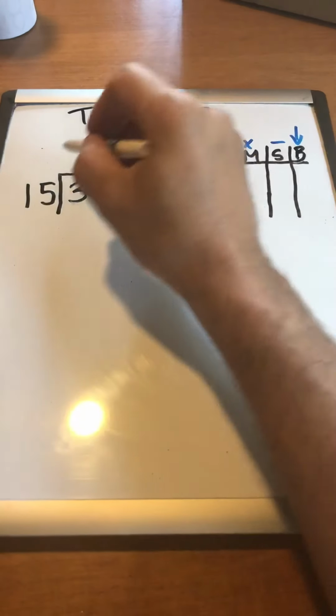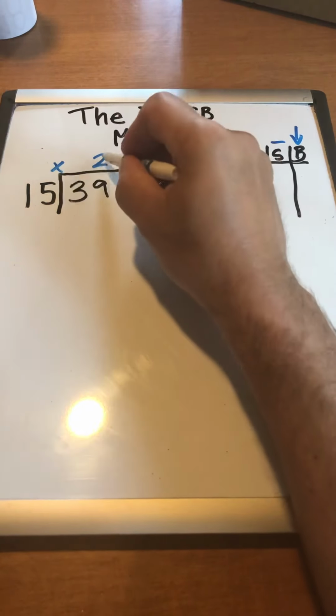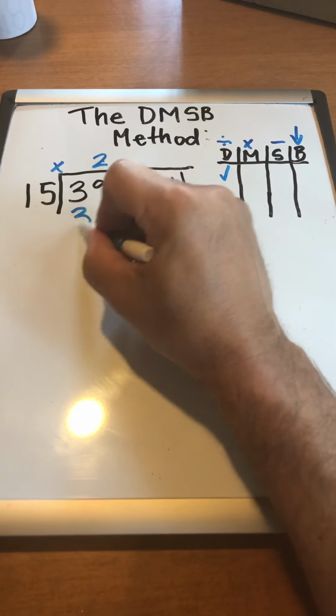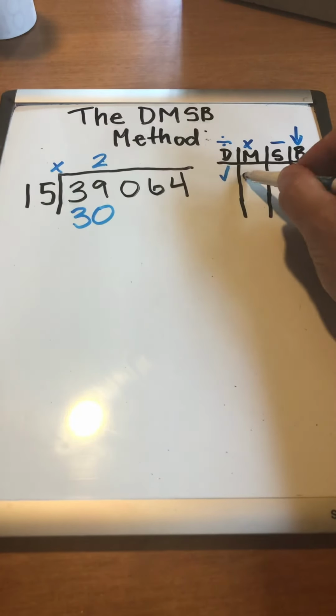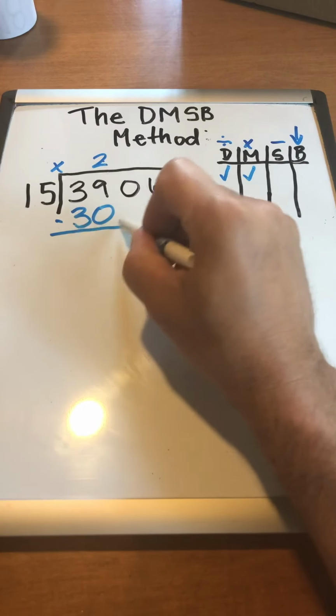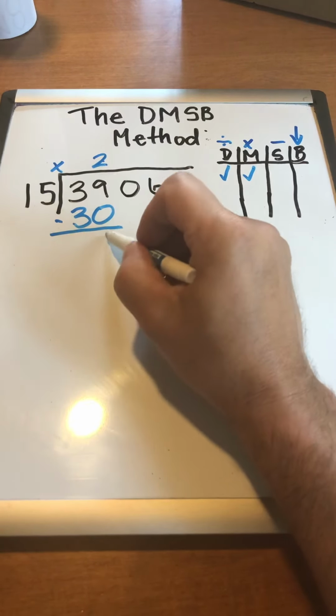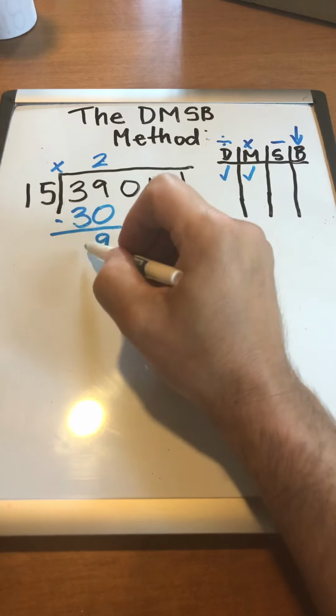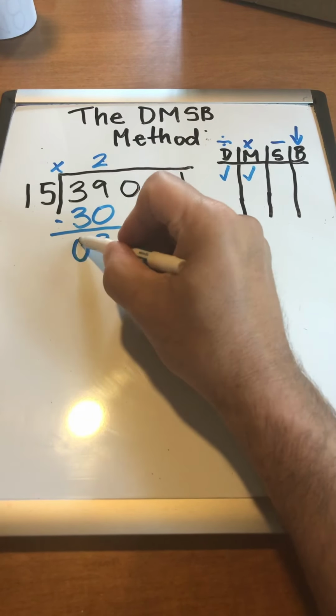Now it's going to be a multiply. So 2 times 15, and like I just said, is 30. So I've multiplied. The next step is going to be subtract. 9 take away 0 is 9. 3 take away 3 is 0.